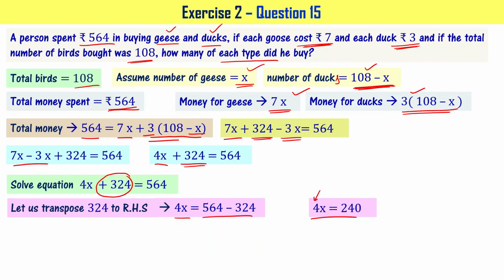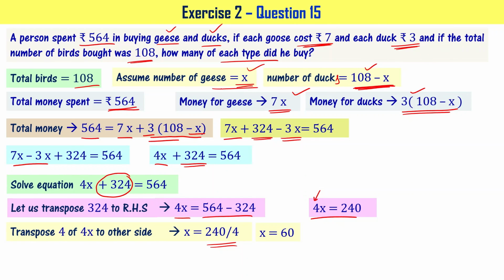And 4 can be transposed to the other side. When you do that, it is going to divide 240. It means x equal to 240 divided by 4, right? That is equal to 60. x equal to 60 is one of the answers we are looking for. The number of geese is x, that is equal to 60.